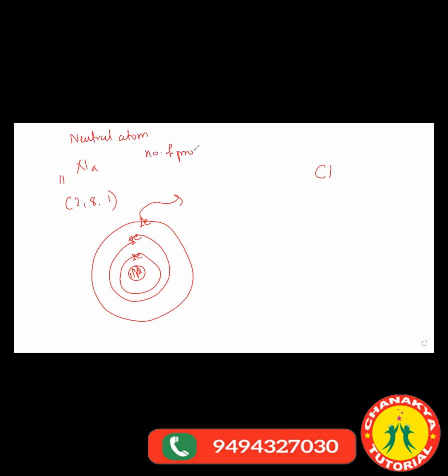Number of protons is equal to number of electrons. Correct? It should be 11 protons equal to 11 electrons. Once one electron has been lost by this atom, there would be what? 11 protons, which compensate how many? Only 10 electrons.